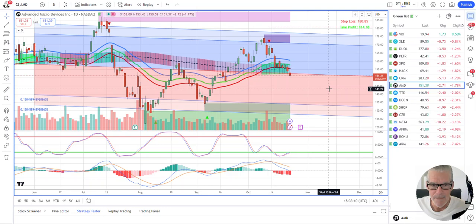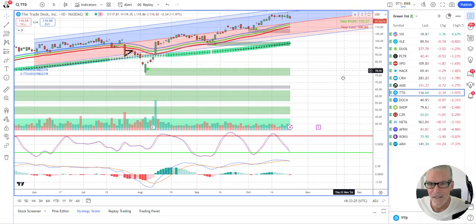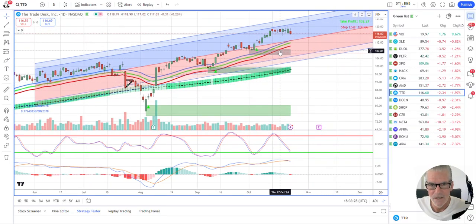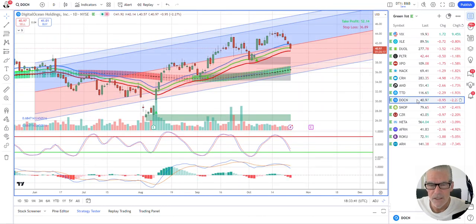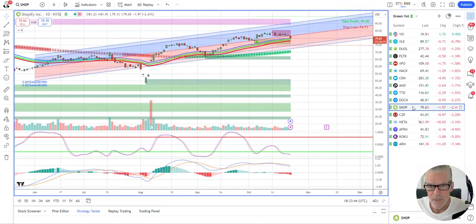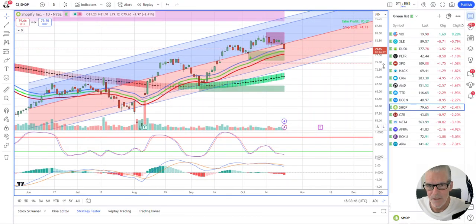AMD, market bias is just green, and we've got the pinch between stochastics and MACD, but it's not stopping yet. It's still falling. TTD, this is also like a PLTR, very similar kind of chart. Strong uptrend, hardly at all any of a pullback. MACD way high, stochastics starting to go below 20. That's good. DOCN, pullback.